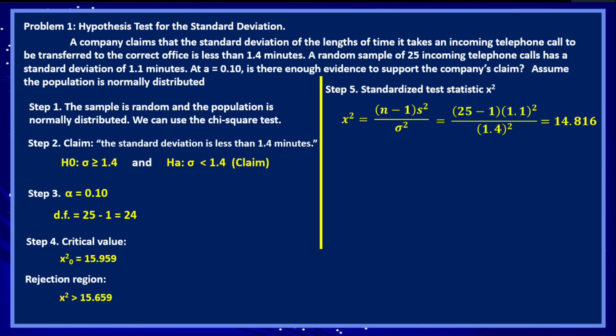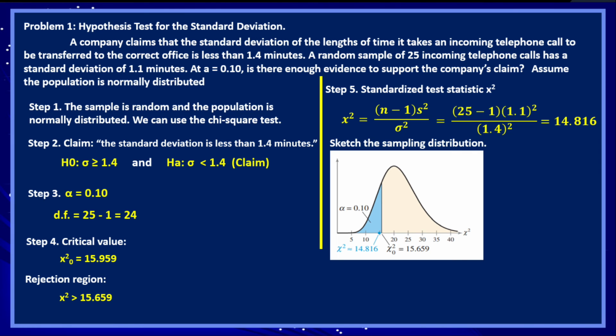Now, let's locate the value of χ², which is 14.816. Using the graph, our χ², which is 14.816, is located in the rejection region. Now, we need to decide to reject or to fail to reject the null hypothesis. Because our χ², which is 14.816, is in the rejection region, we decide to reject the null hypothesis.